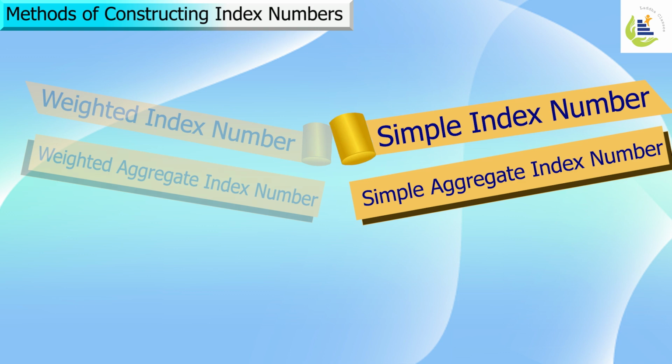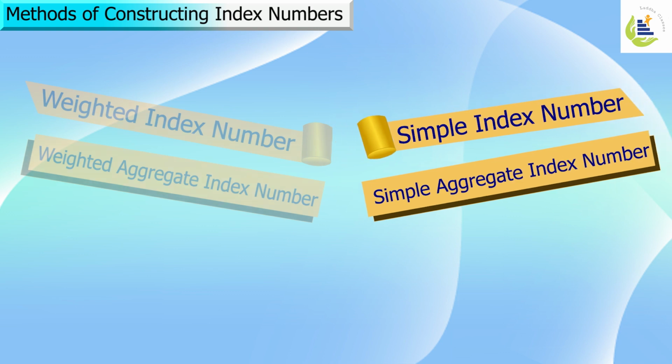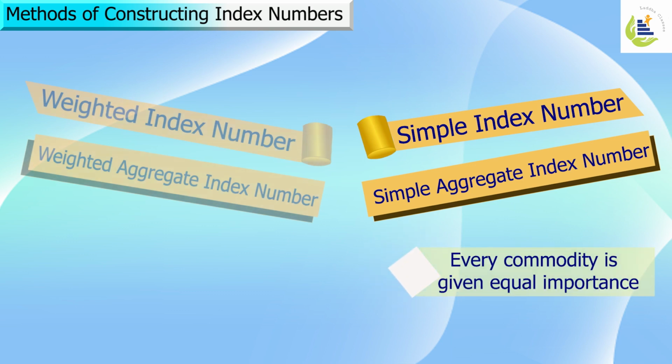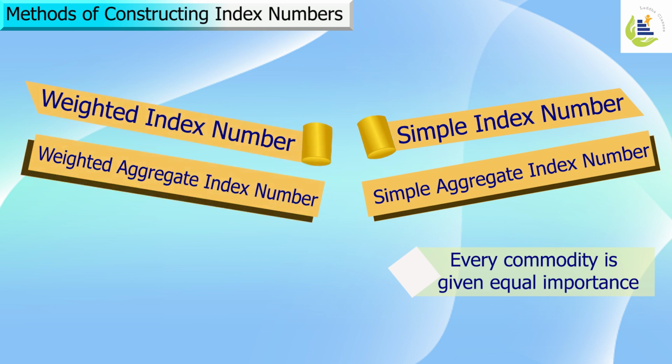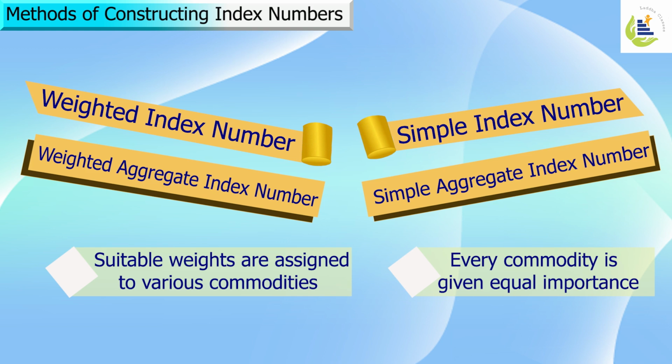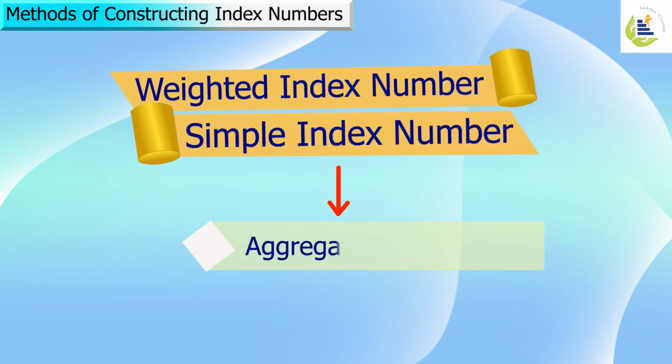As the name suggests, in simple index number, all the commodities are given the same or equal importance. Whereas in weighted index number, different, or I would say suitable, weights are given to specific commodities. Both these index numbers are aggregate index numbers.